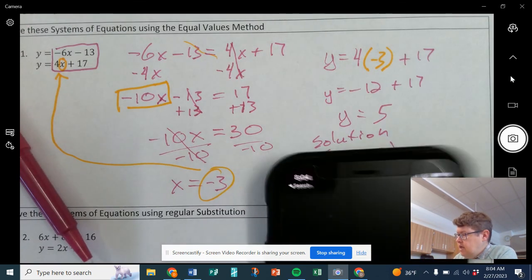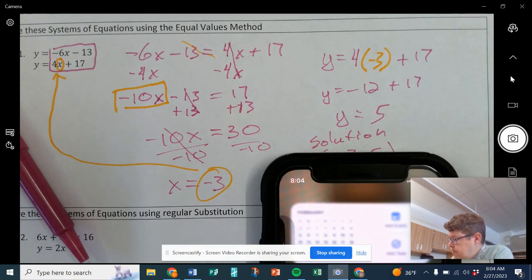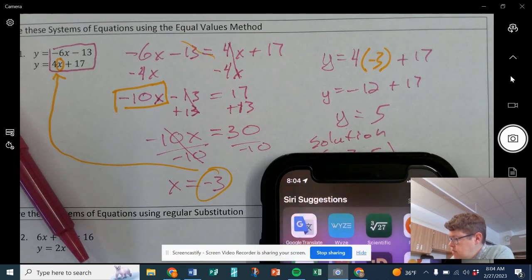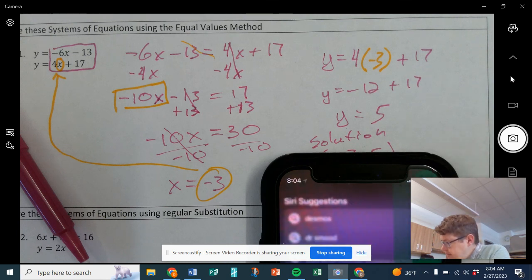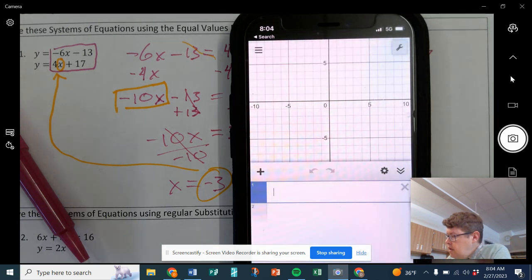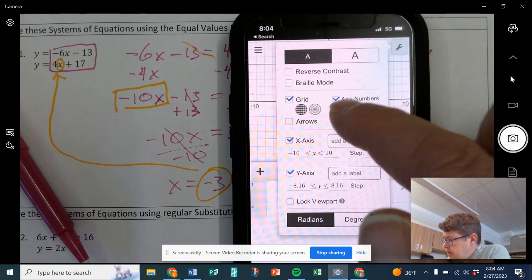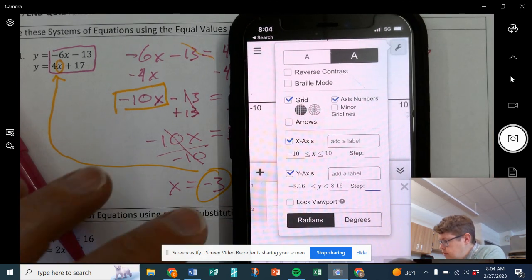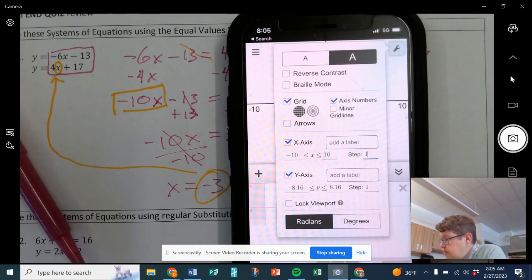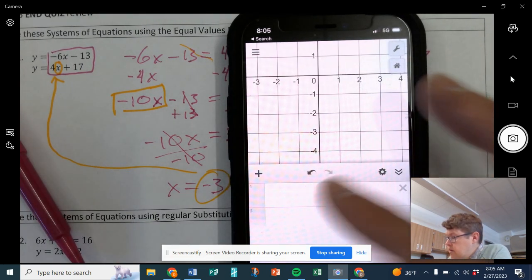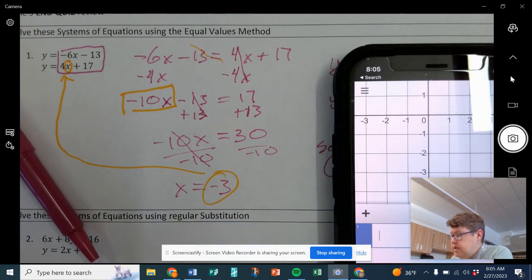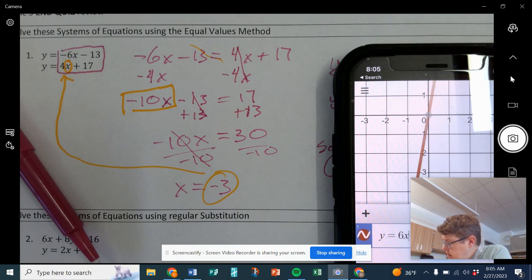Now if you want to check the answer, let's see, where's it? Desmos, the other Desmos app, the graphing app, there we go. Okay, so let me change my settings here. I want to get rid of my underlines. Step one. You can do this on your phone, and you can do this on your Chromebook. So I want to put each equation in. So y equals negative 6x minus 13, right there. And then y equals 4x plus 17.